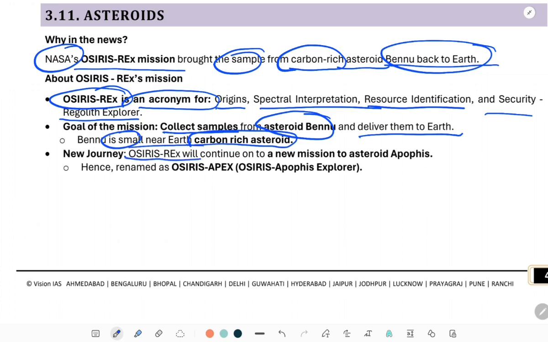The spacecraft will continue on a new mission to the asteroid Apophis, hence named OSIRIS-APEX, the OSIRIS Apophis Explorer.